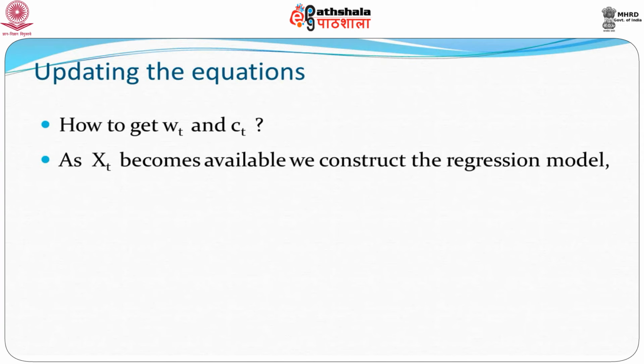So, let us look at it this way. A new variable xt comes in. We have done this up to t minus 1 somehow, and a new variable xt comes in now, and we have to get Wt and Ct for this new variable, so that we can proceed to the t plus 1th step. So, once we get this, we set up this regression model.